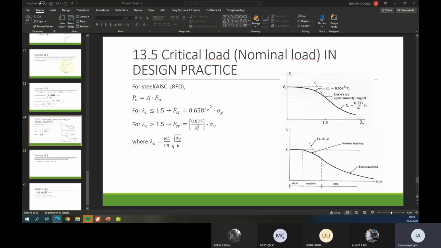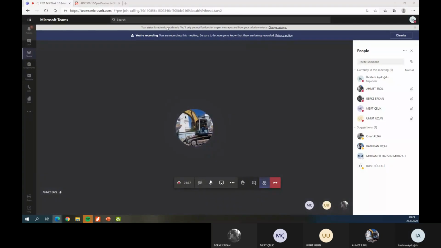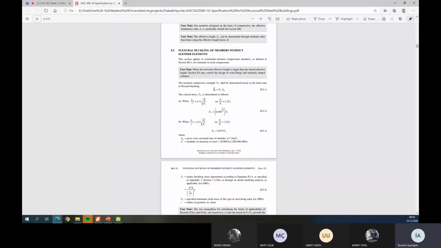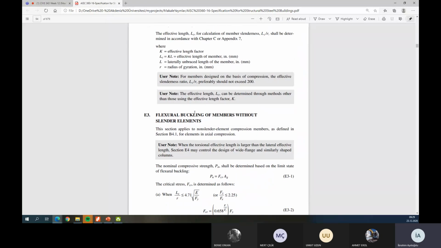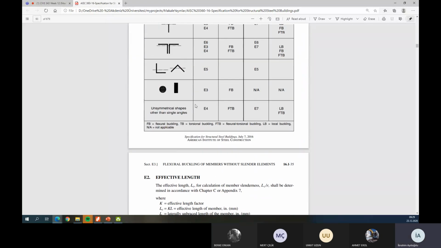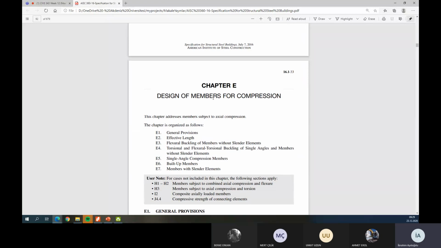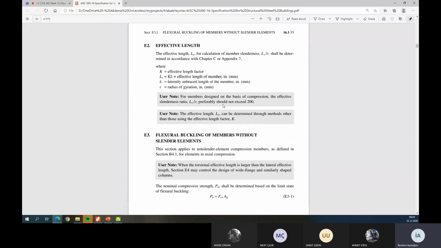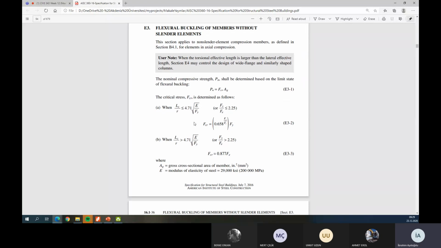I found it here, this is the American standards formulation, in chapter E, related to the design of compression members. Here, in the most general form, if you have built-up sections, we have a different formulation. I'm just talking about the general case. In the general case, we use this formulation. You can see these are SI units.